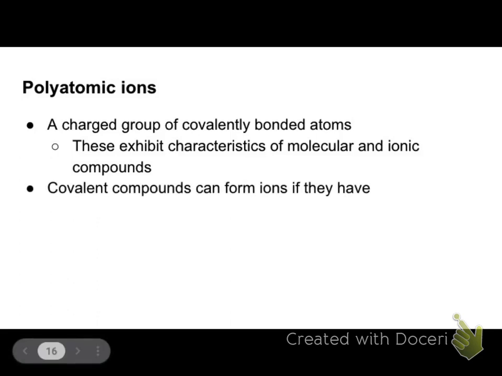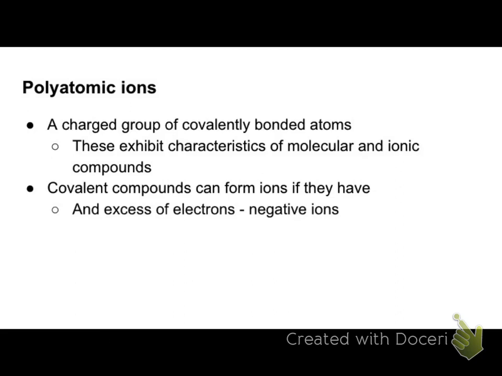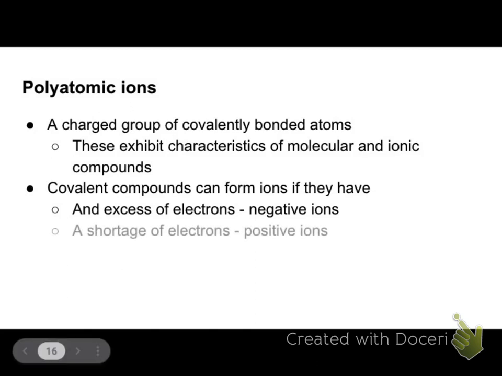Covalent compounds can form an ion if they have an excess of electrons. So if a covalently bonded compound somehow acquires an extra electron, it'll gain a negative charge and become a negative ion. And if a covalently bonded compound somehow loses an electron, then it will become a positive ion. Whoops.